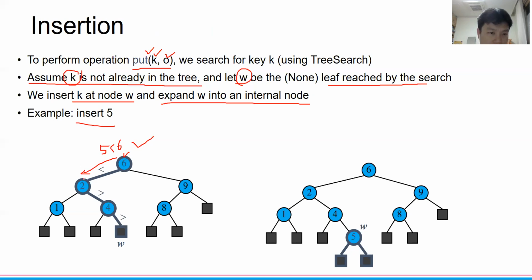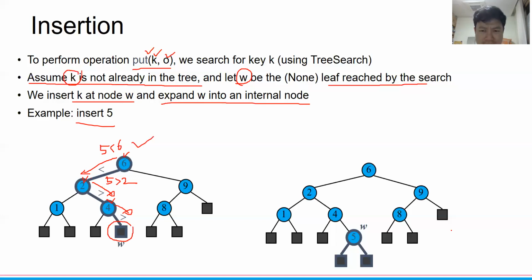Now, after we reach the 2, I check 5. Is 5 less than 2? No. 5 is greater than 2. Yes, because 5 is greater than 2, we go to this one. Now 5 compared to 4. Is 5 less than 4? No. 5 is greater than 4. Yes, and we go to this one. So the position of the new node will be here.